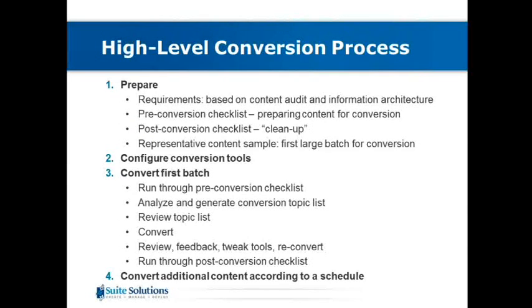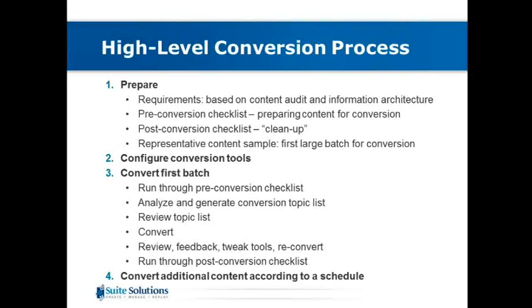So the high-level process of doing conversion is as follows. The first thing to do is prepare. The preparation for the conversion means preparing your requirements based on your content audit and your information architecture. Your pre-conversion checklist, meaning preparing your content for conversion, the idea being that the content may need some work done before going into DITA. Then a post-conversion checklist, cleaning up the content after the conversion, because sometimes there are things the conversion can't handle that you want to finish up. And creating a representative sample that's going to be converted first. That's the first batch, and it's going to be used for the configuration of the conversion tools.